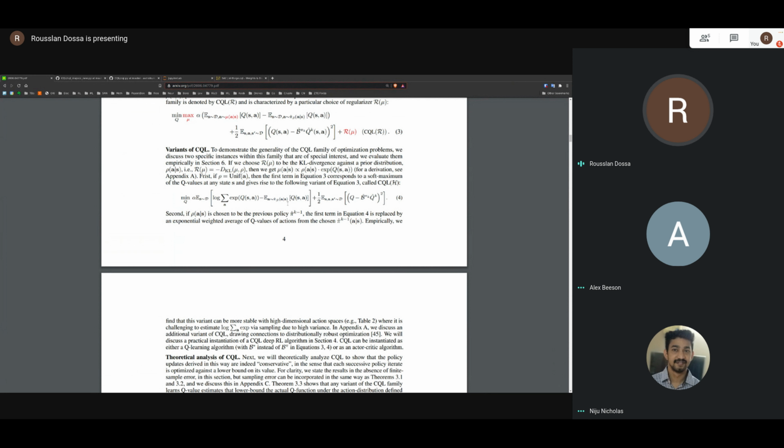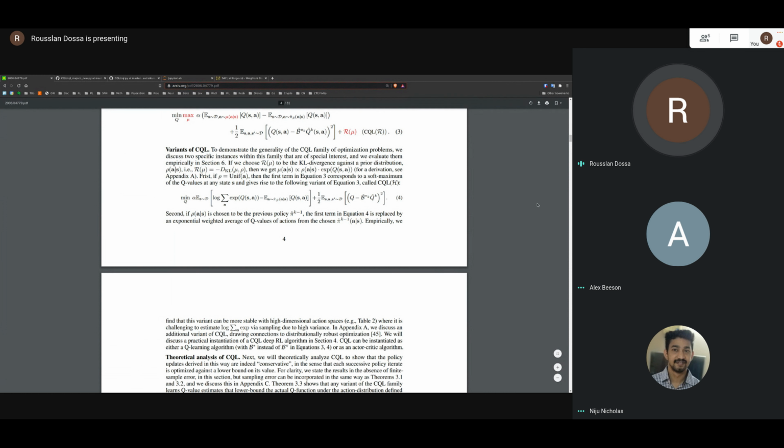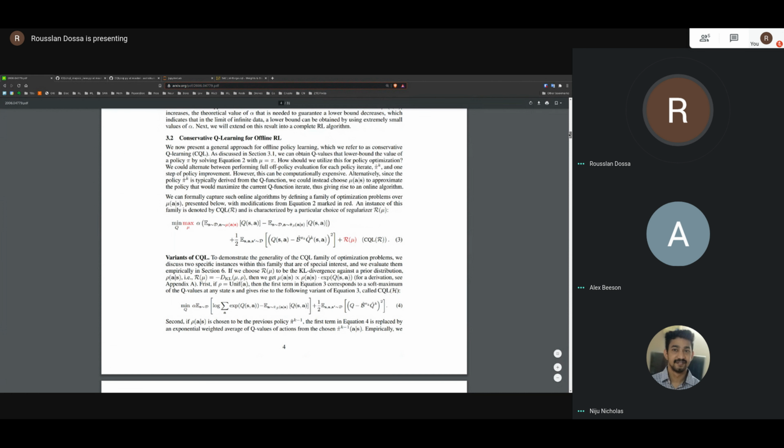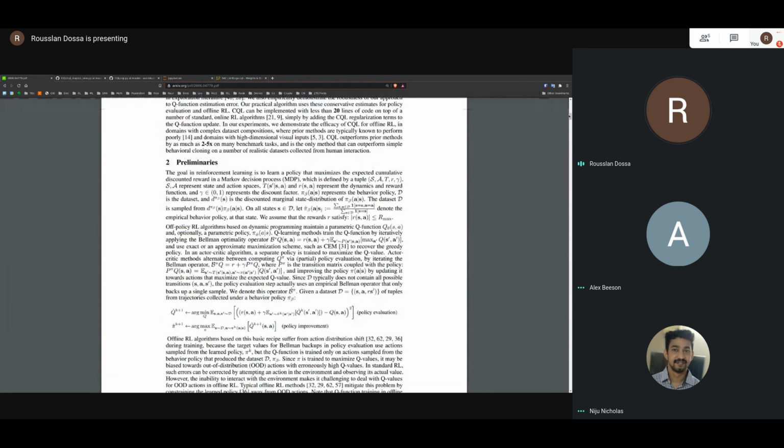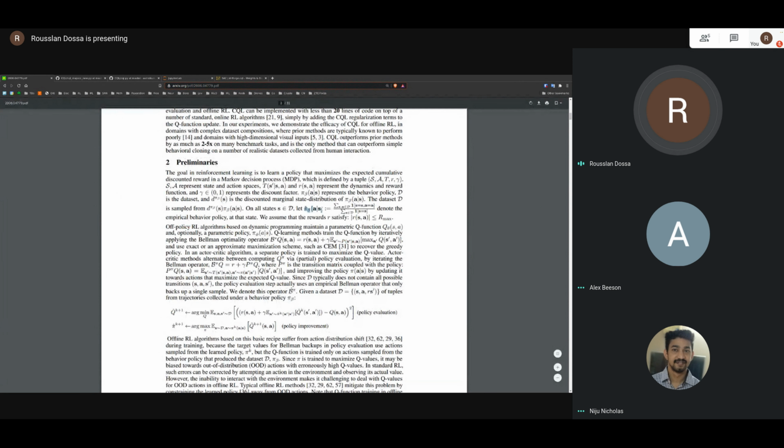Yeah. Oh, well, it's the expectation of the action over pi beta hat, given s. Okay, no problem. So this action here is a sample from the pi beta hat, which is just the behavior policy, the empirical behavior policy that was used when sampling the data set.